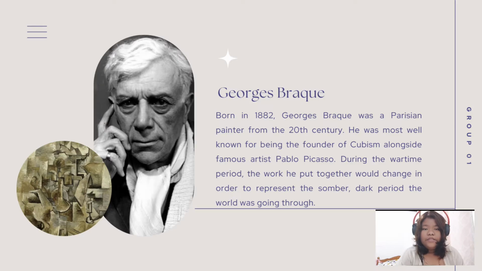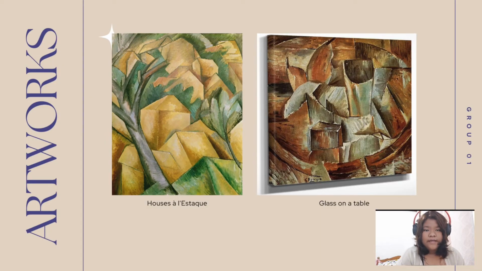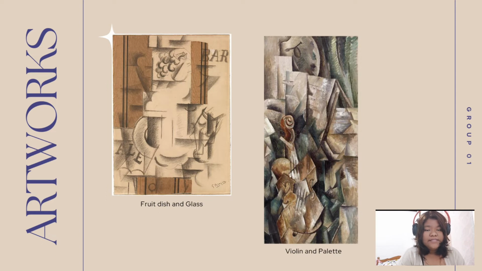Born in 1882, Georges Braque was a Parisian painter from the 20th century. He was most well known for being the founder of Cubism alongside the famous artist Pablo Picasso. During the wartime period, the work he put together would change in order to represent the somber, dark period the world was going through. Braque's artworks are Houses at L'Estaque, Glass on a Table, Fruit Dish and Glass, and Violin and Palette.